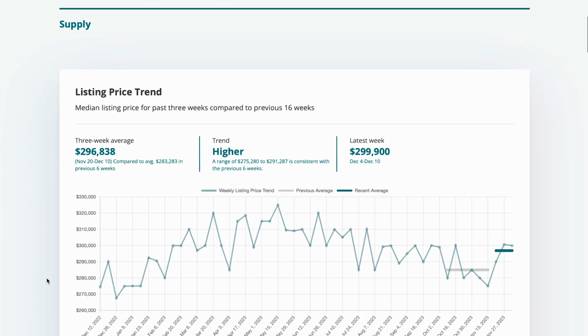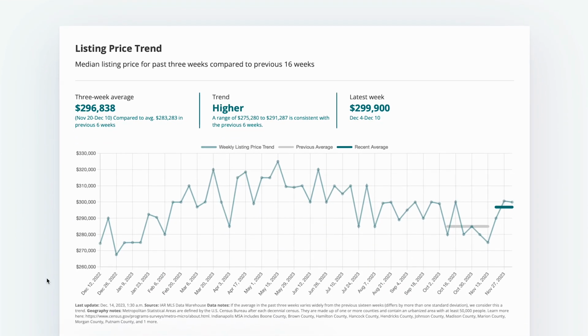The charts in Leading Indicators look a little bit different than other reports. We see a weekly line showing data for each week, and then at the end we see two horizontal lines. So this green one is our 3-week average, and the gray one represents the previous 6 weeks. And we can use these to see in what direction this indicator is trending.